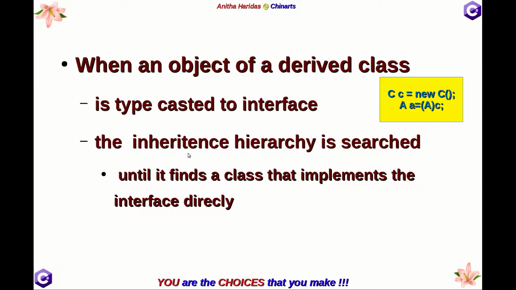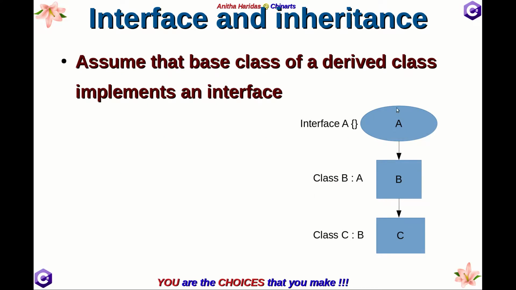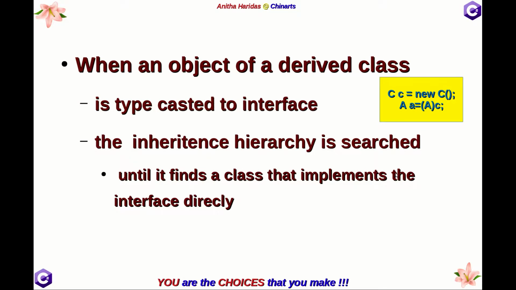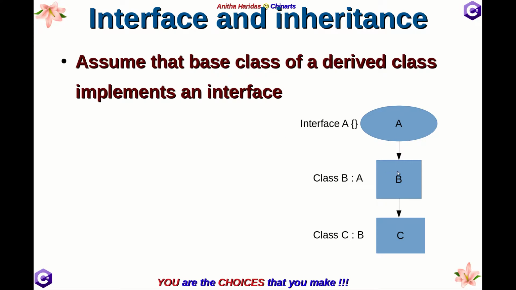If so, the inheritance hierarchy is searched until it finds a class that implements the interface directly. So what will it do? The interface reference will be searching the inheritance hierarchy. What is the inheritance hierarchy here? A, B, C. This is the inheritance hierarchy. Until when will it be searched? Until it finds a class that implements the interface directly. So in this hierarchy, when you typecast C to A, it will be searching until it finds a class that is directly implementing the interface.